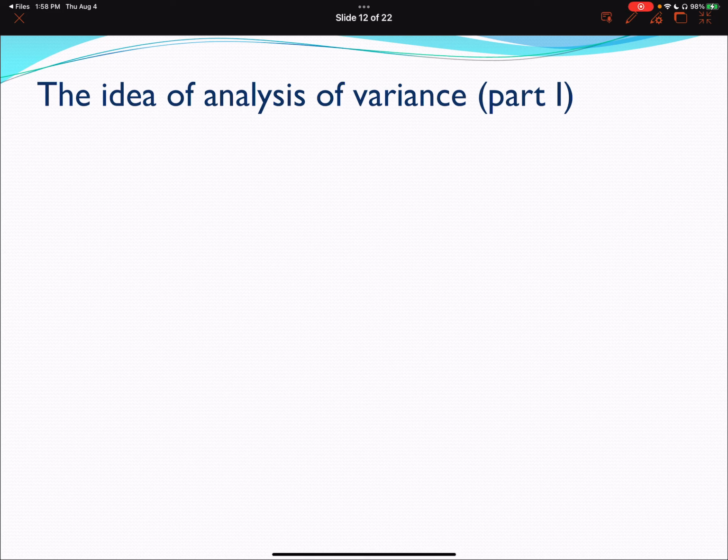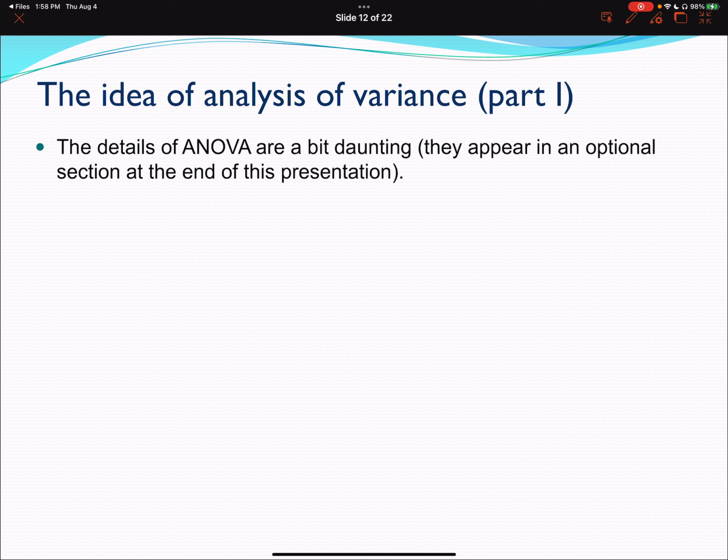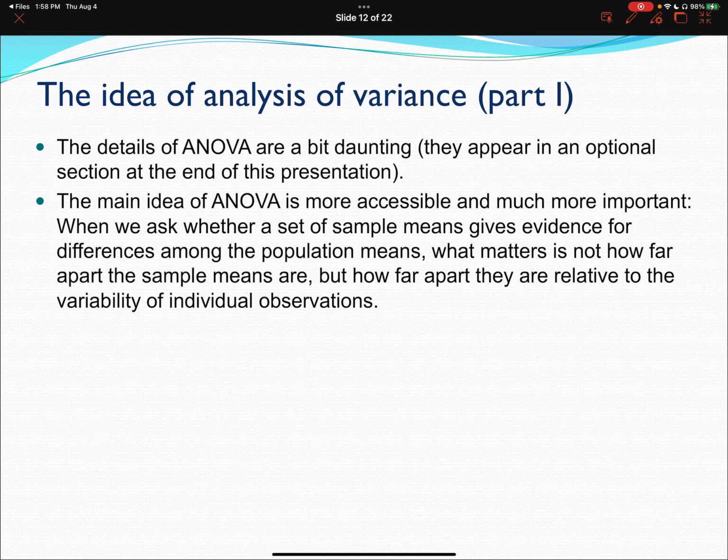So let's go over the idea of analysis of variance. The ideas of ANOVA can be a little bit daunting. I'll show them to you at the end of this chapter. But the main idea of ANOVA is more accessible and much more important.